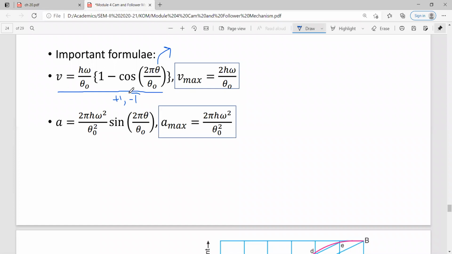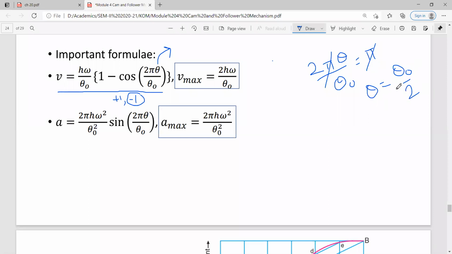And you know, when the cos value is -1: cos 0 is 1, and cos 180 is -1, correct? How much is cos 180? -1. So if this value, 2 pi theta upon theta 0, is equal to 180 degree, that is 180 degree means pi radian, then your velocity will be maximum. When it is maximum, this pi will get cancelled. It will be maximum at theta 0 by 2.